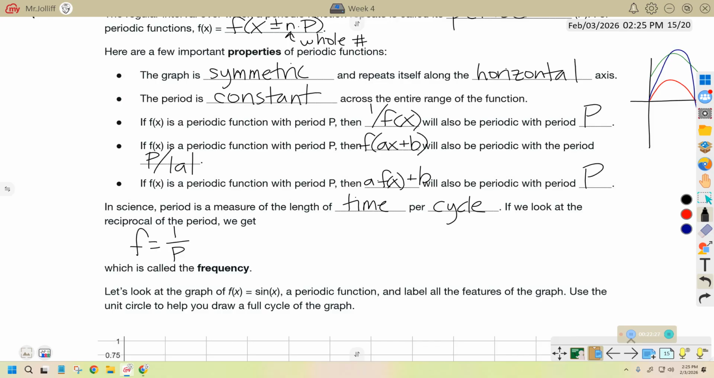So if I know that it's 24 hours per cycle, if I flip that upside down, I get cycles per time, 1/24th of a cycle per hour, as opposed to 24 hours per cycle. So those two ideas are connected, and sometimes I'll mistake one for the other while I'm talking because I'm brain dead. They are connected. If you change one, you automatically change the other.